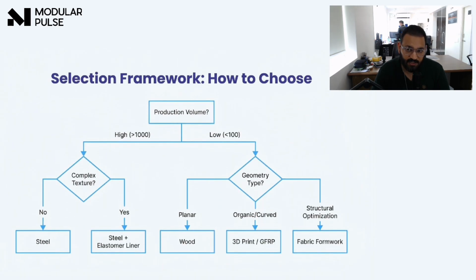So how do you decide? Use this framework. Start with volume. Are you making more than 1000 units? If yes, stop thinking and buy steel. If no, ask about geometry. Is it flat? Use wood or steel. Is it curved? Use GFRP or 3D printing. Is it highly textured? Use elastomer. Don't overcomplicate it. Follow the volume, then the shape.